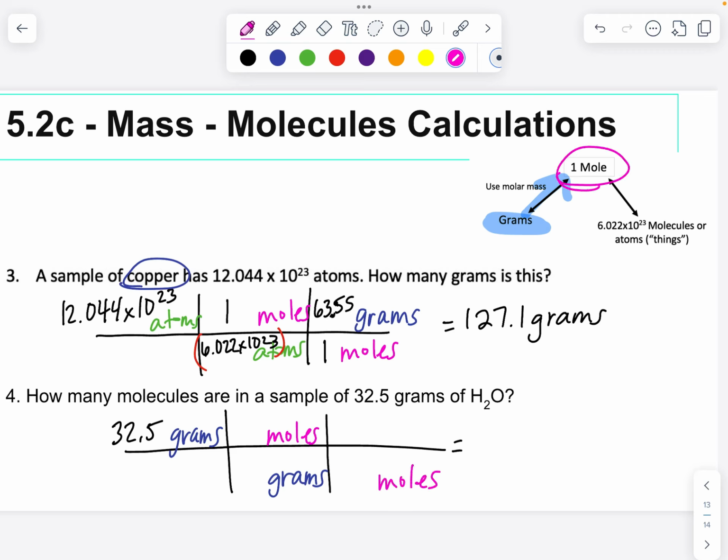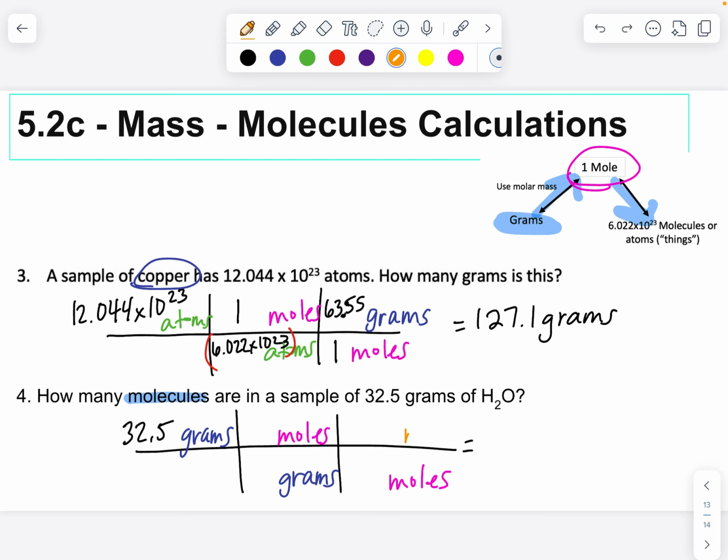So now I'm here. My next step is to go to atoms, things, right? This question specifically wants molecules. I think your card is orange, so I will use orange so that it matches up with your cards. Molecules. So I've set up my units. What goes on the top has to go on the bottom. Now I can use my map again to tell me what numbers to put in place.